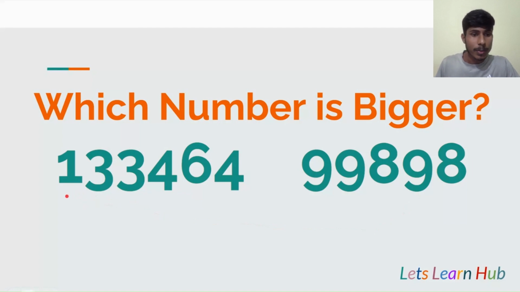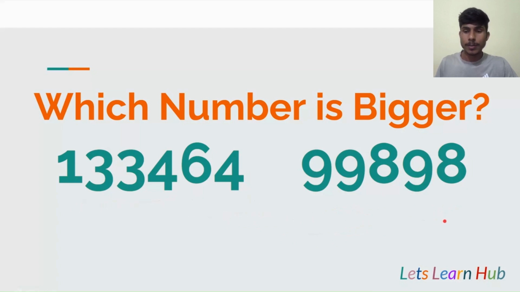Here the left number, 133464, has 6 digits, and the right number has only 5 digits. Since both are not the same, that is, they have different numbers of digits and 6 is more than 5, right? So the first number with 6 digits will be bigger than the second number with 5 digits. So here the first number will be the bigger number.